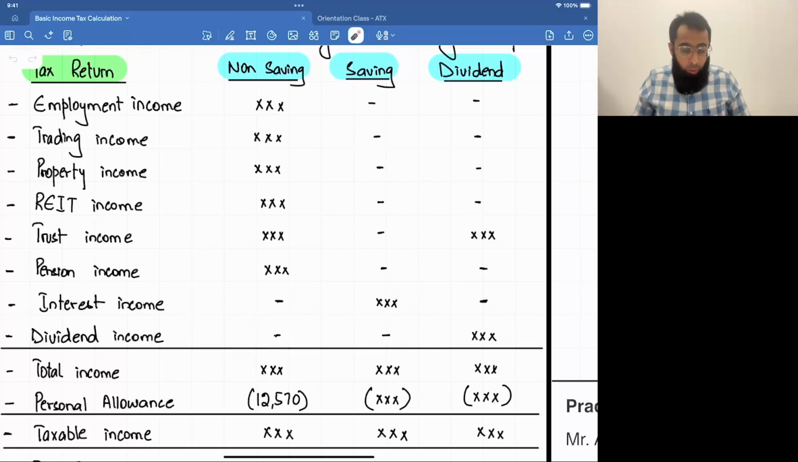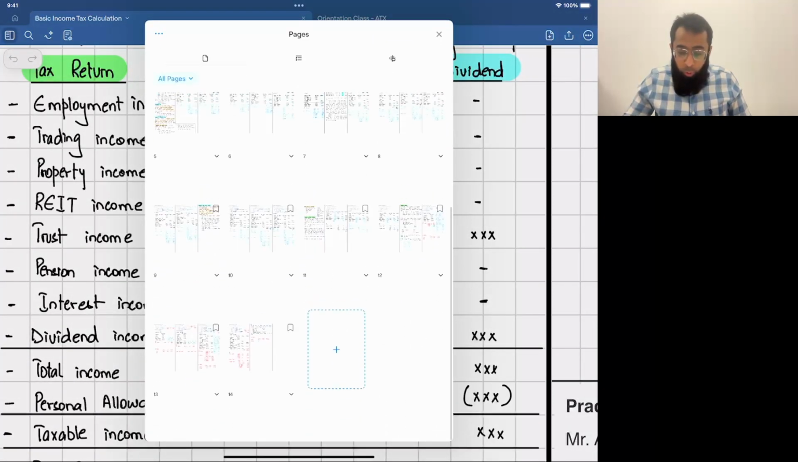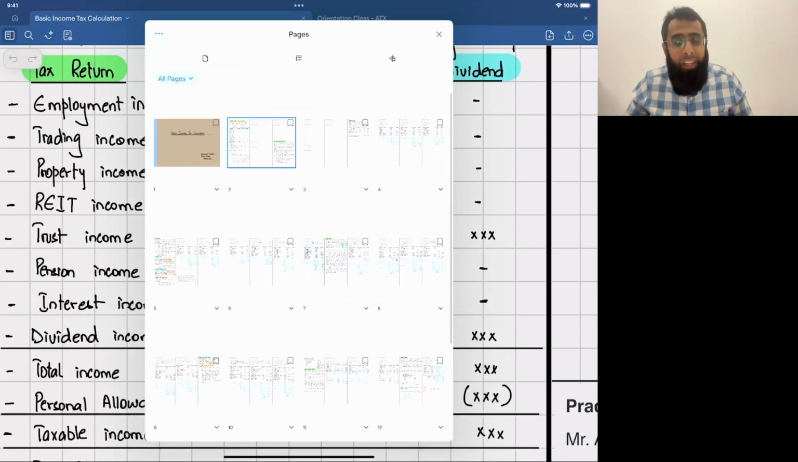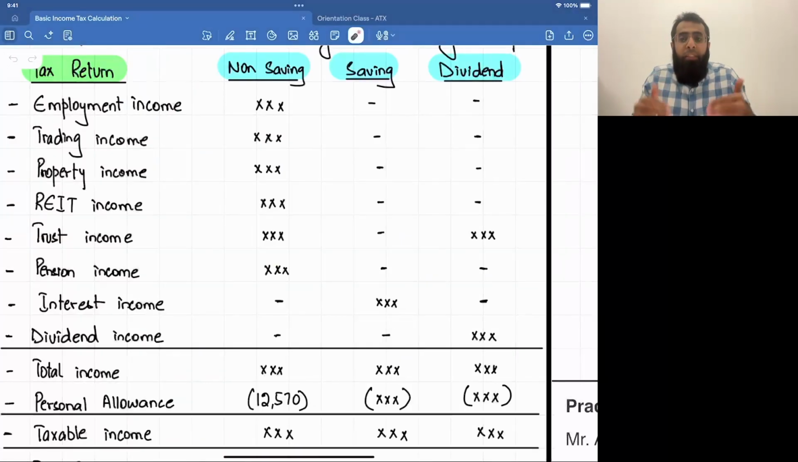It's a long chapter. There are so many pages in this chapter. It's just today's class when we are starting, so I'm just giving you an idea. Whatever incomes we earn during a tax year, we divide them in three heads. Non-saving, which is the head of normal income. All incomes are non-saving incomes, except interest income and dividend income.